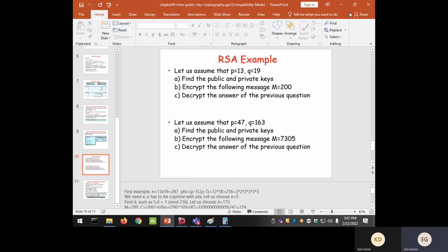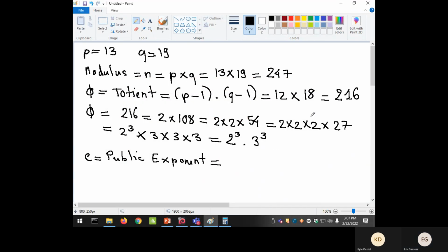So let me choose, for example, 5. I never say that you have to choose 5. You can choose 7. It's why I tell you there are several public keys and several private keys, because you have some flexibility to choose E.